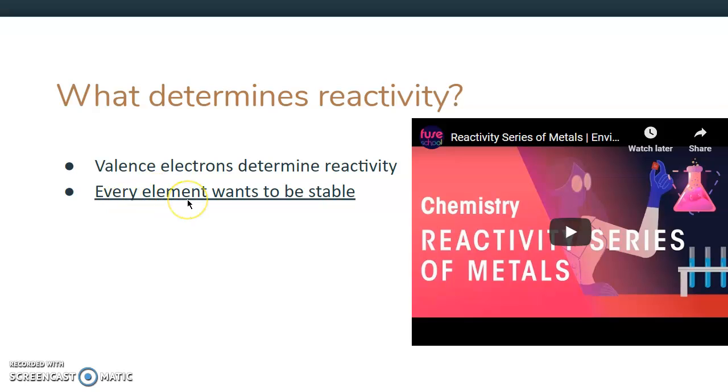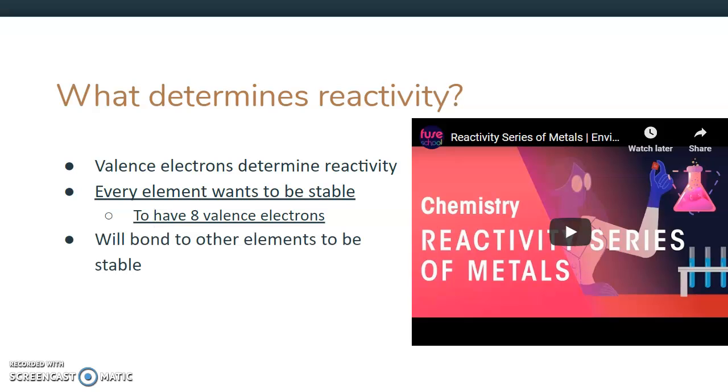So every element wants to be stable, and that means every element wants to have 8 electrons. So when we talked about our different groups, we talked about how our noble gases have 8 electrons and how they are very stable. Very, very stable. So different elements will bond to other elements to get to this 8 valence electrons. They will share electrons. They might take an electron from something else. They will do anything they can to find 8 and become stable.